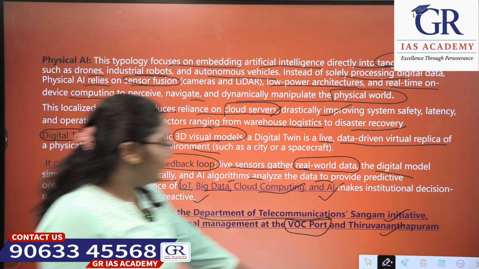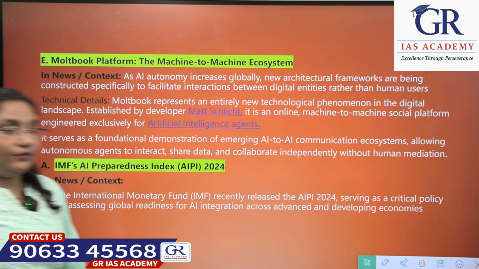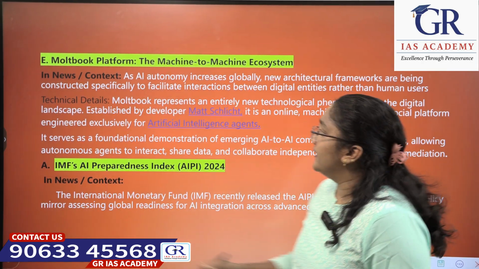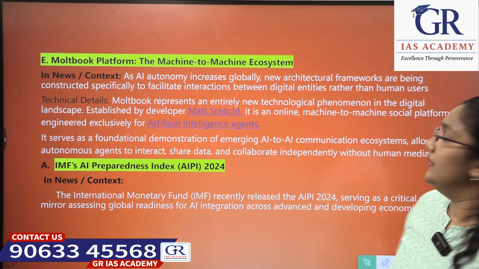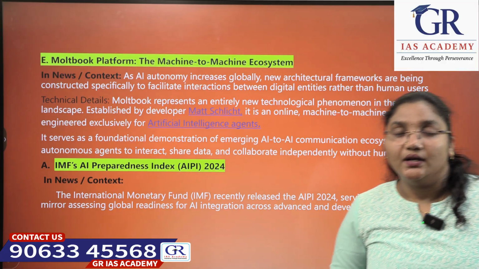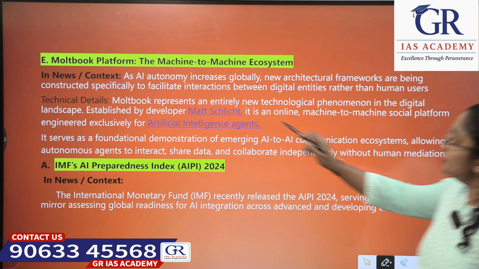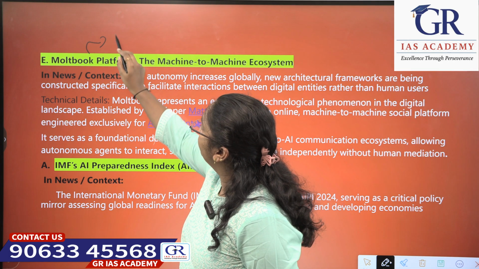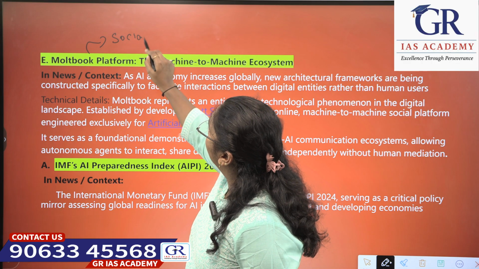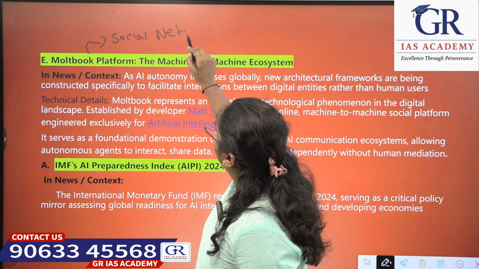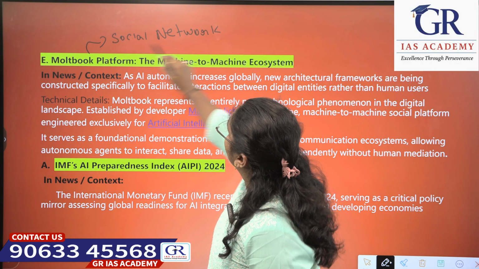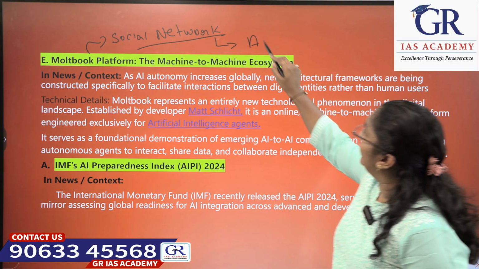Okay, next. Moving on to the next topic. Our next topic is the Moltbook platform, the machine-to-machine ecosystem. Basically, let us see what this Moltbook is. Moltbook is nothing but a social network platform for AI agents.